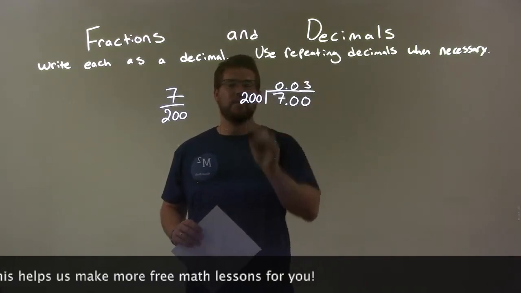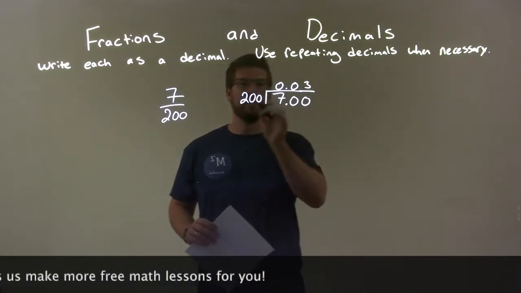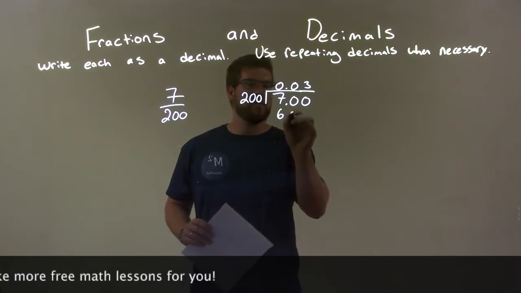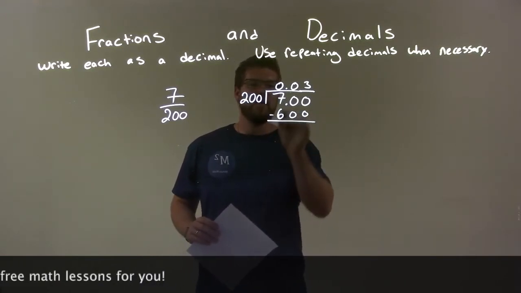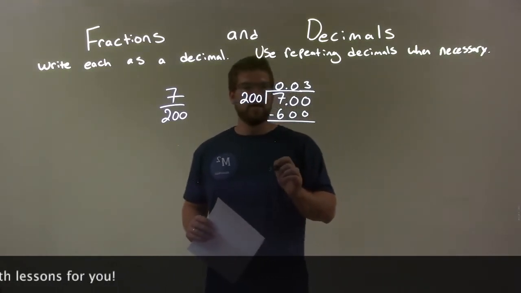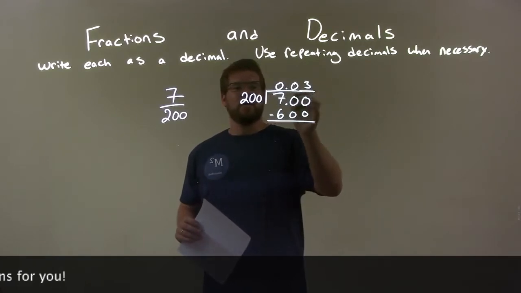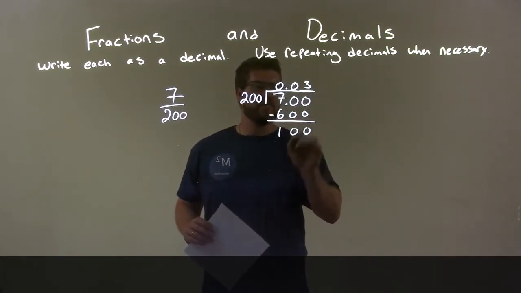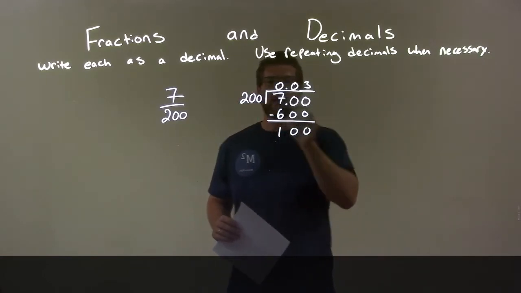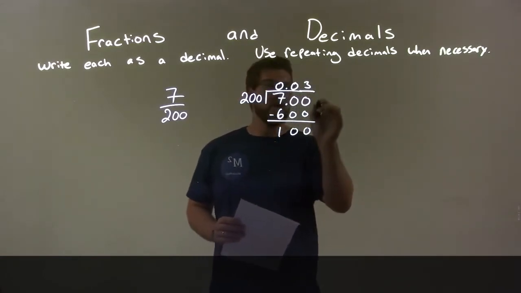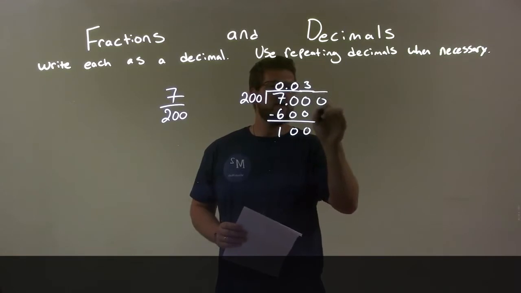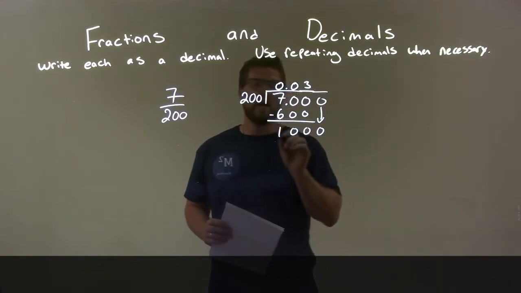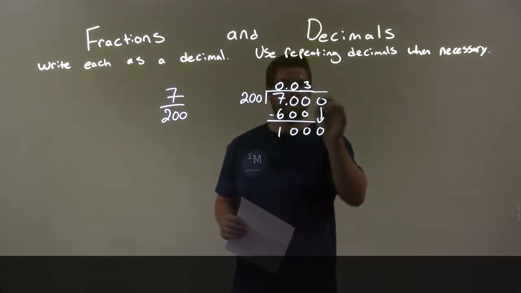3 times. 3 times 200, okay? 3 times 200 is 600. So we have 600 here, and we subtract it, right? Well, 700 minus 600 is 100, okay? We have 100 out. Now, can 200 go into 100? No. So we add another place value, and we bring that down. So now we have 1,000, okay?